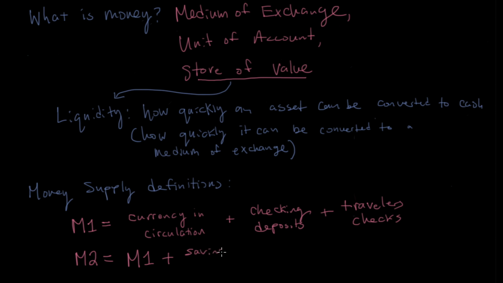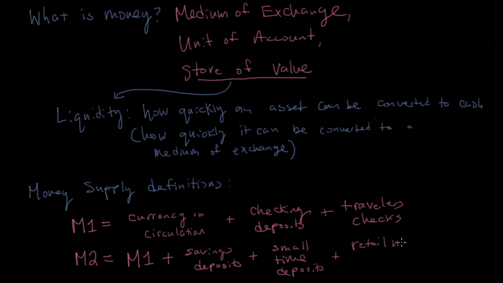So this could include, or does include, savings deposits, also small time deposits, and these are things like certificates of deposit, right? You deposit money in the bank for some period of time, and you can't withdraw it early.